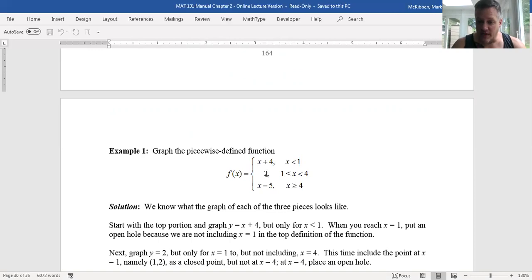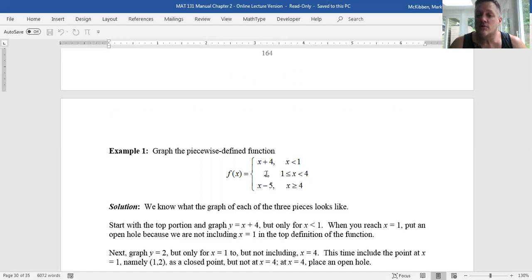And then once you've done that, erase the graph for x values that are to the left of 1 and to the right of 4. So you're only going to have this little itty bitty little segment, and make a closed circle on that graph when x is equal to 1, and an open circle when x is equal to 4, right?